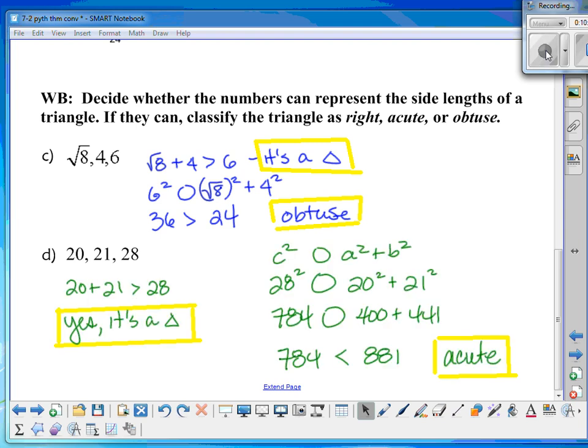And for problem D, again, it is a triangle because 20 plus 21 is more than 28. When I compared c squared to a squared plus b squared, I ended up with 784 for c squared, and then a squared plus b squared came out to 881. So since 784 is less than 881, I know that it is an acute triangle.